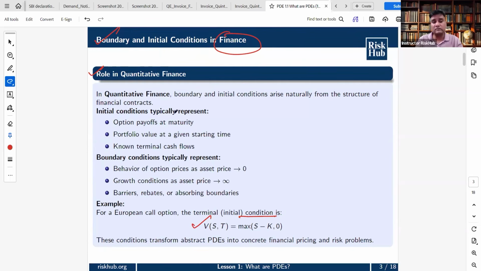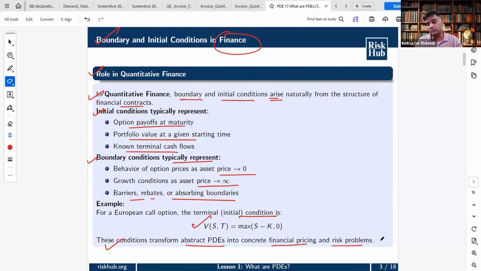In quantitative finance, boundary and initial conditions arise naturally from the structure of financial contracts. Initial conditions typically represent option payoff at maturity, portfolio value at a given starting time, and known terminal cash flows. Boundary conditions typically represent the behavior of the option price as the asset price tends to 0, as the asset price tends to infinity, barriers, rebates, or absorbing boundaries. These conditions transform abstract PDEs into concrete financial pricing and risk problems.